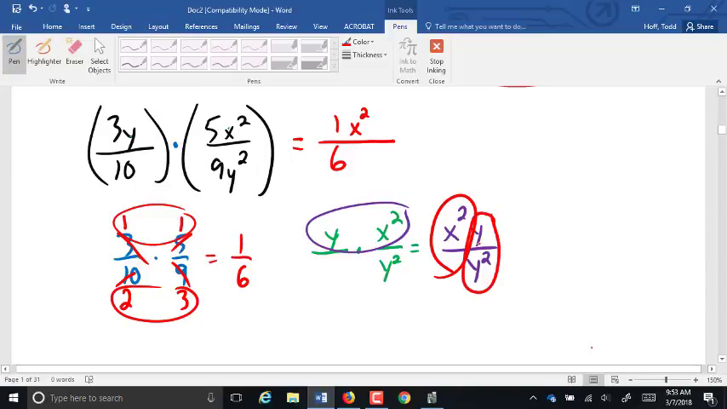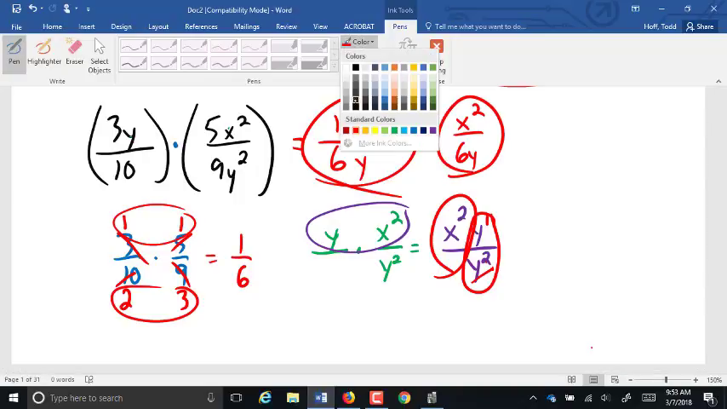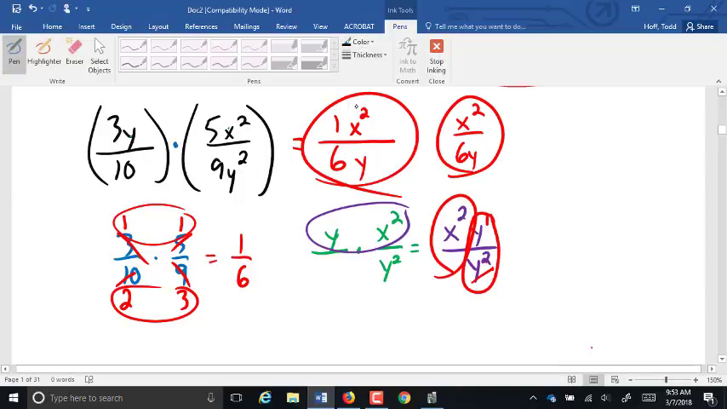Does y go on top or bottom? Bottom, bigger power. It's going to have a power of 1. 2 minus 1 is 1, so y to the 1, or just y. So I can either have 1x squared over 6y, or I could just have x squared over 6y. Either one of those is an acceptable answer. Questions? No? Okay.